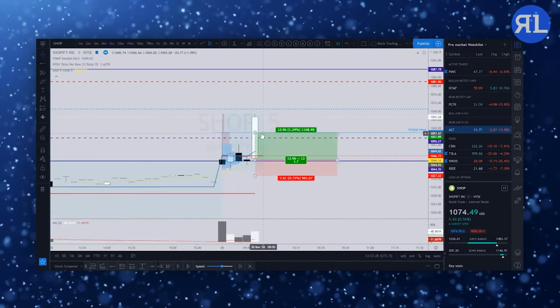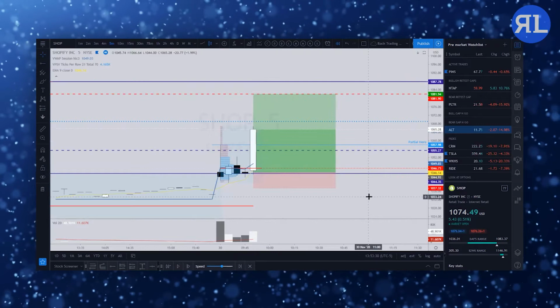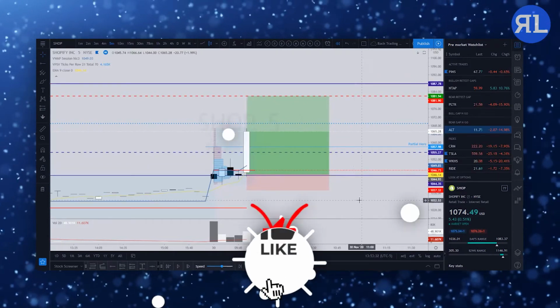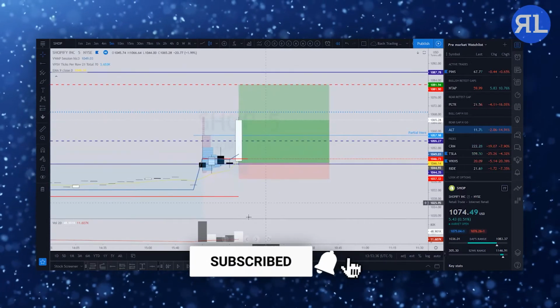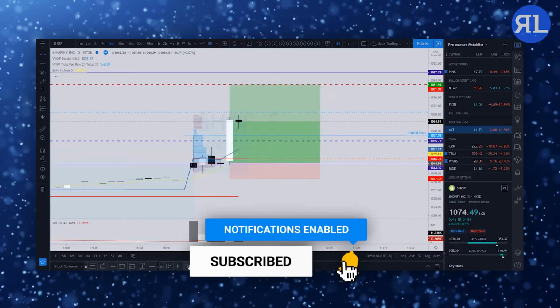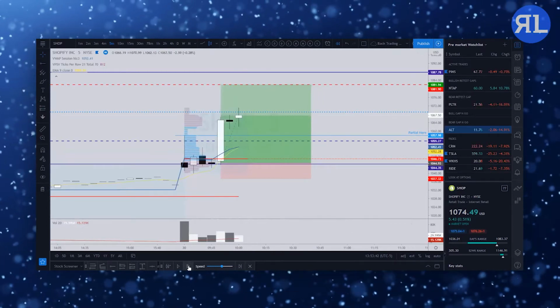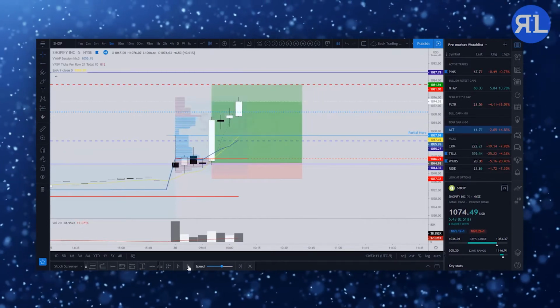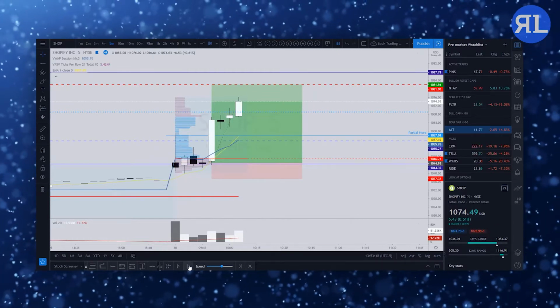Now, my next partial target that I'm looking for is 1081.9. So that's the next level that I'll be taking a partial. Now this is a pretty strong move, so I'm happy with that. I don't want to see it come back and close below the VWAP. So right now we're making higher highs. That's good, but the point of control is not moving higher, and I don't like that.